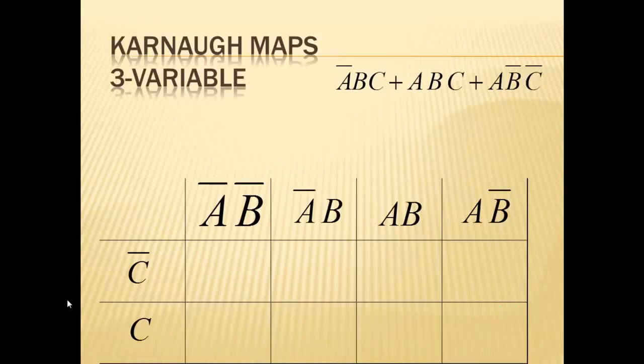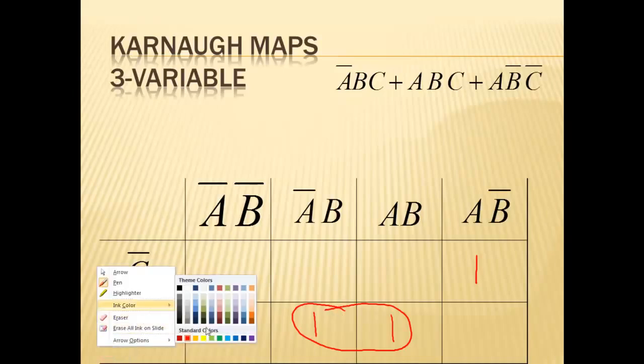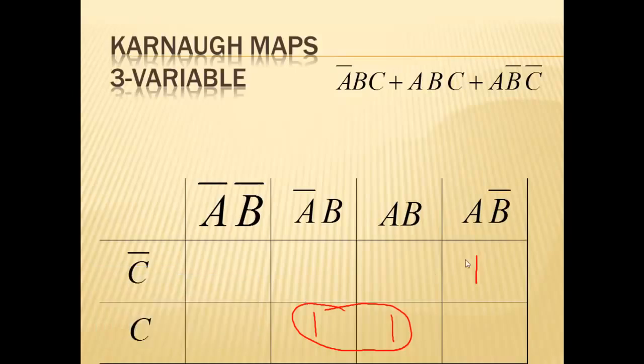Let's do another one. So we've got A naught B C, and we've got A B C, and we've got A B naught C naught. Right? A naught B C, A B C, and A B naught C naught. So we've got this group of 2. It's pretty straightforward. We can see that one pretty good. And if you look, can we do anything with this one?